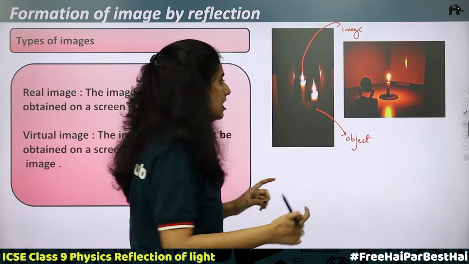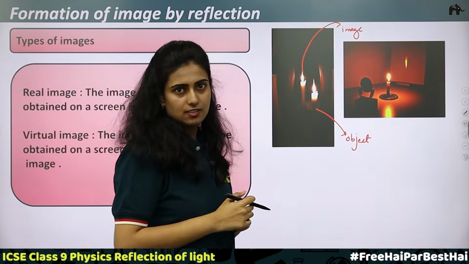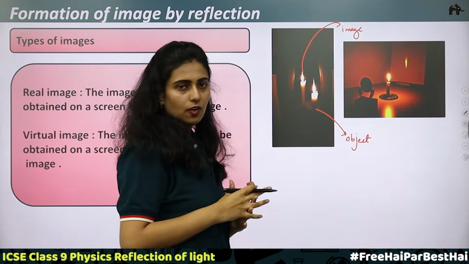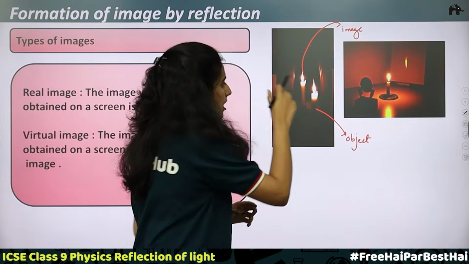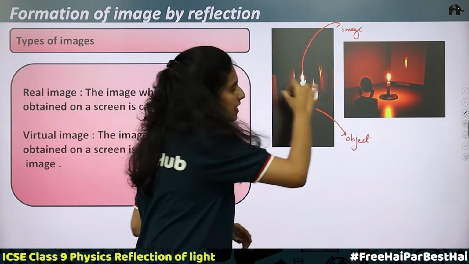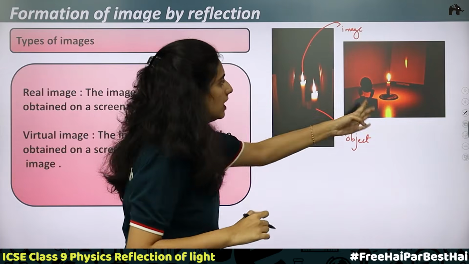It is just a feeling. The image really doesn't exist. It is just a feeling that it exists. Now you can see in this case, this is how the object is. The same way the image is also formed. Now take the next case.